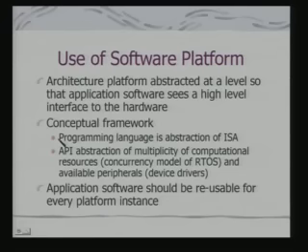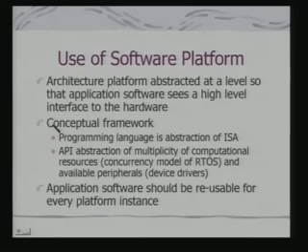So, even if the instruction set architecture changes, your application remains usable if you are developing the application using any high level language. An API is an abstraction of the multiplicity of computational resources, that is your concurrency model of RTOS and available peripherals, that is device drivers, abstracted through an application programmer's interface or layer. Okay. So, that becomes the basic library of functions which would be used by your application program.